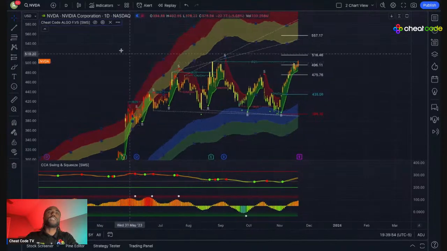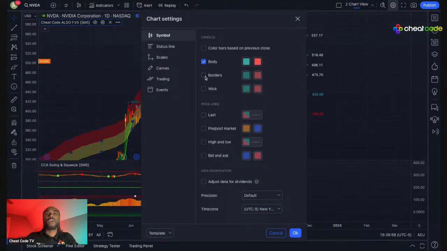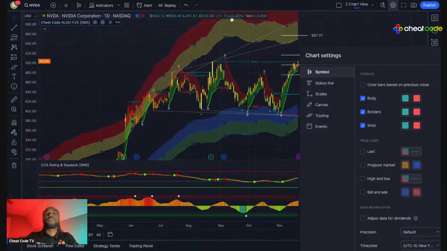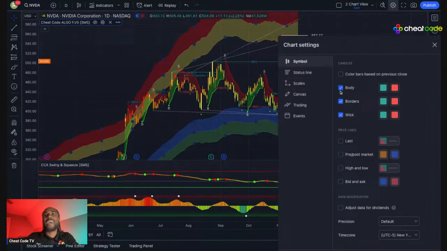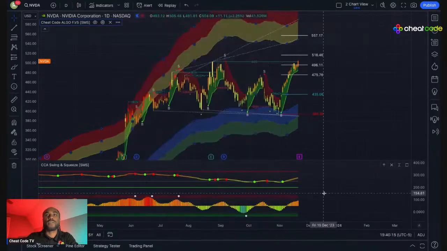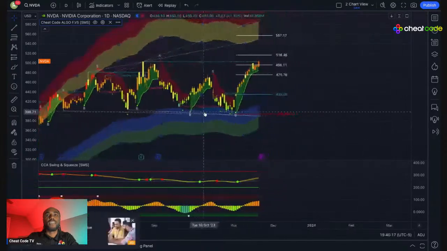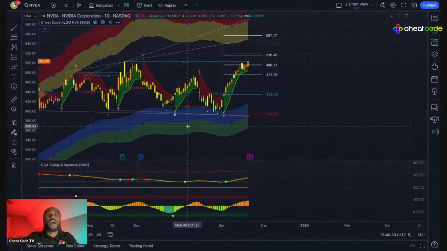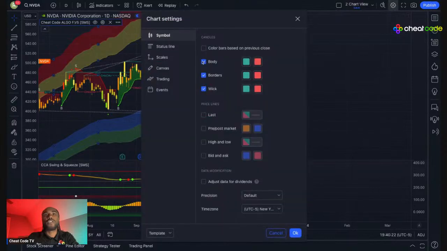Now, when you first get Cheat Code Algo, it's probably going to look a lot different because you'll have your candles on right here. So when you first turn it on, it may look a little weird because you may have these candles still turned on from the charts. Let me click OK, and I'll show you what it'll look like. Actually, it doesn't look that bad, but you need to turn those off because Cheat Code Algo comes with its own candles.